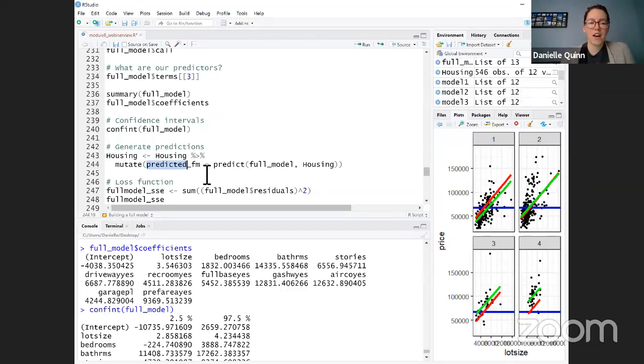And we could use all of that information to make predictions. So we'll add a column called predicted FM for full model, and we'll say, use the full model to make predictions based on the data we see in housing.